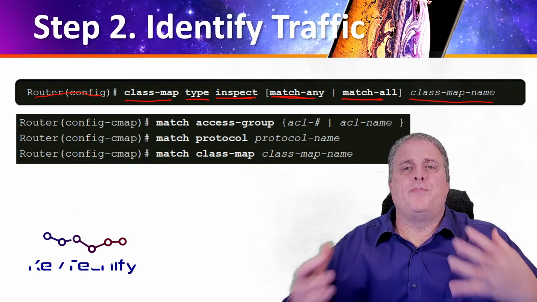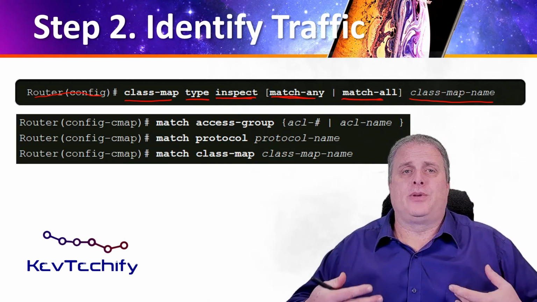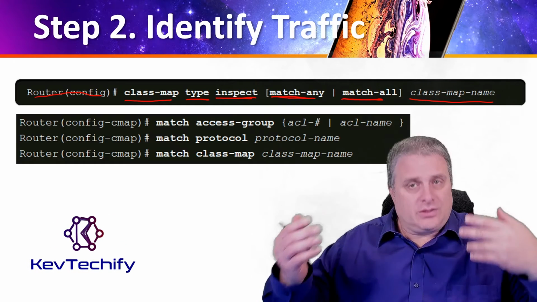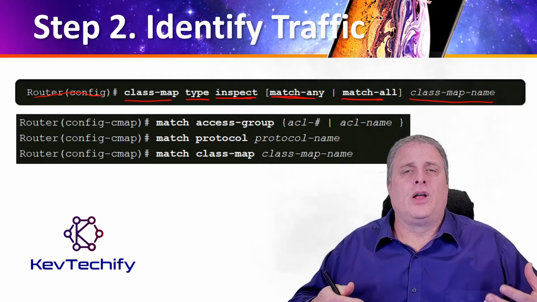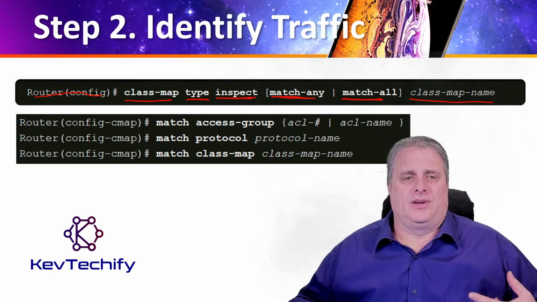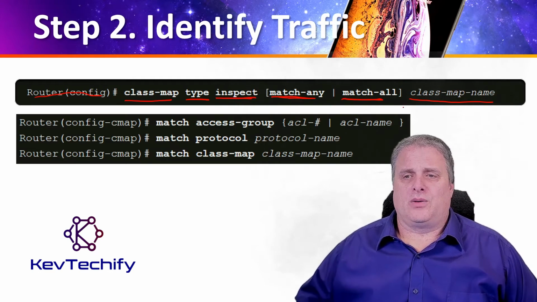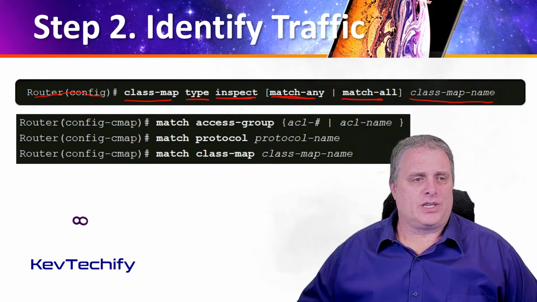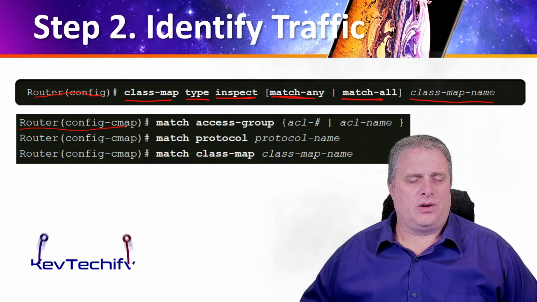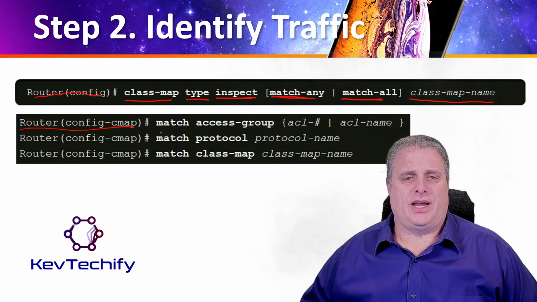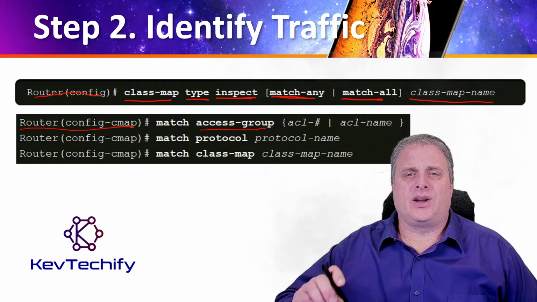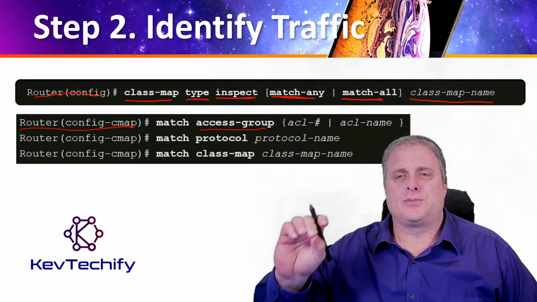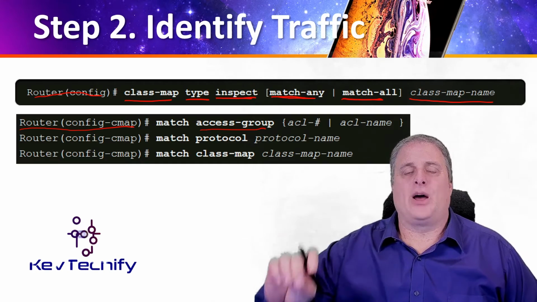Next, we set up the match statements in our class map subconfiguration. Match, what we're going to do is match traffic to an access control list, a specific protocol, or even another class map. Now, we've got in our class map. Notice our prompt has changed. We are now in the configuration of a class map, and we can match here. We can match an access group here, and this is the criteria for a class map based on a specific access control list number or name.